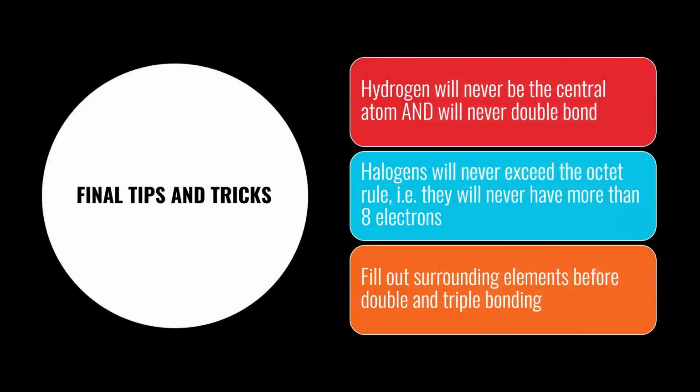Okay, for a couple final tips and tricks, hydrogen will never be the central atom, and will never double bond. It only wants 1 extra electron, which means it will only single bond, which makes it a bad central atom. Halogens will also never be the central atom because they only need 1 electron, which means they will never double bond and will be bad central atoms. Finally, you want to fill out surrounding elements before double and triple bonding.